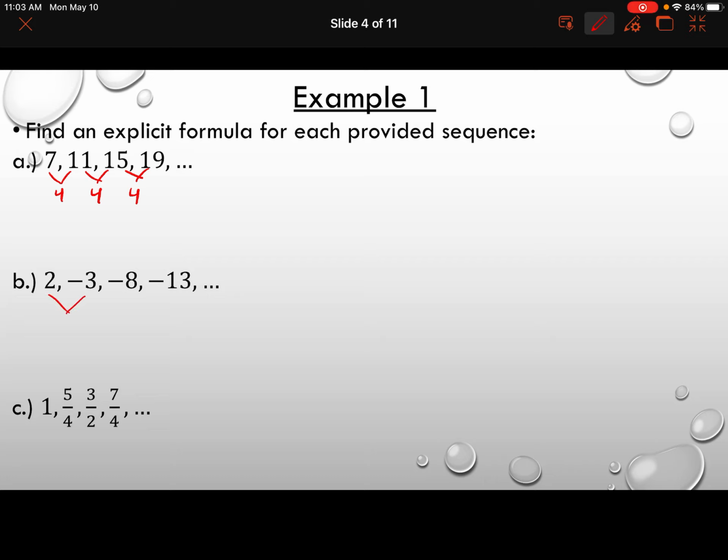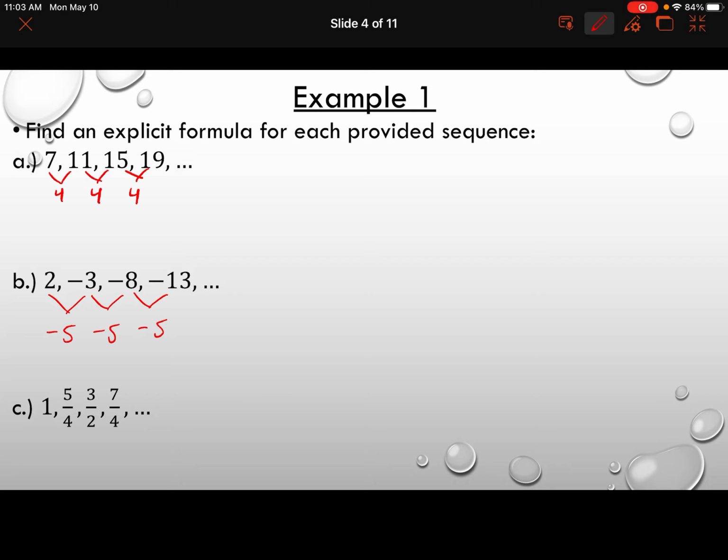Part B, from 2 to negative 3, that's negative 5. From negative 3 to negative 8, that's also negative 5. And then from negative 8 to negative 13, that's also negative 5. So it looks like for part B, all you do is subtract 5 every single time.